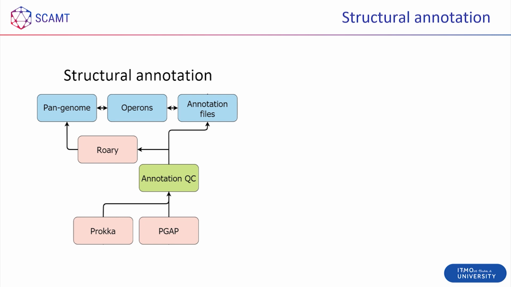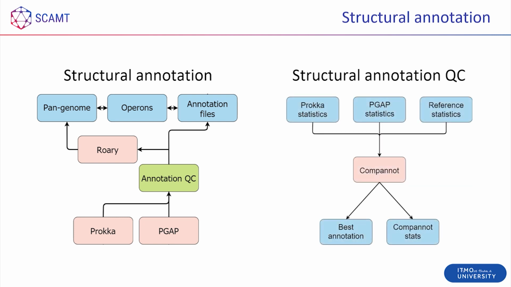The structural annotation stage is based on two annotators, Prokka and PGAP. Users can choose which annotators to use. If there are both annotators, then QC is started. The sample closest to the reference in the number of bases, CDS, rRNA, and tRNA genes moves to pangenome building and functional annotation.